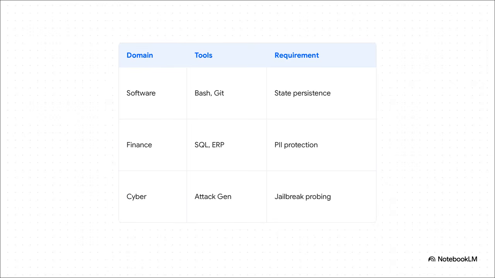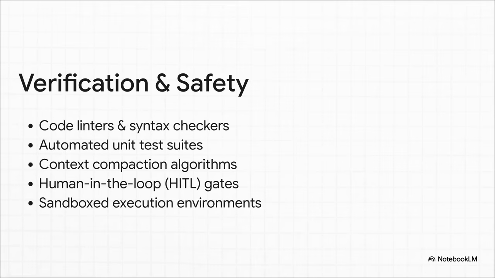Or take cybersecurity, they use attack case generators for automated jailbreak probing. The crazy part is, the raw model inside might be exactly the same across all three, but the harness is what adapts the environment to those strict domain requirements. Which brings us to a massive point: safety and verification.